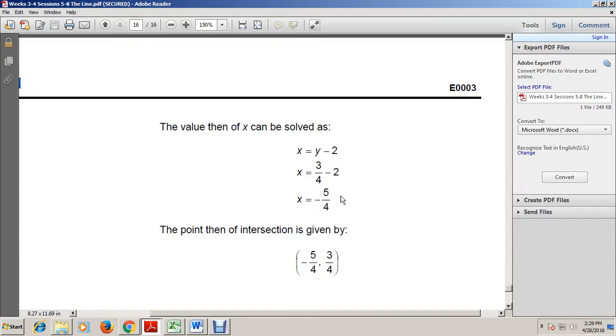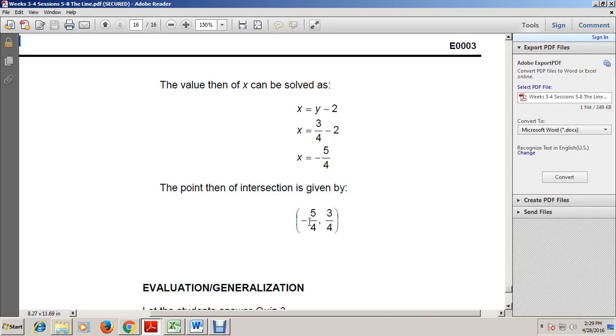How did it become negative 5 over 4? Of course, this is addition of fractions. This becomes 4 times 2, 8 over 4. So you have 3 minus 8 gives you negative 5 over 4. And of course, the resulting pair would be the point of intersection between the two lines.